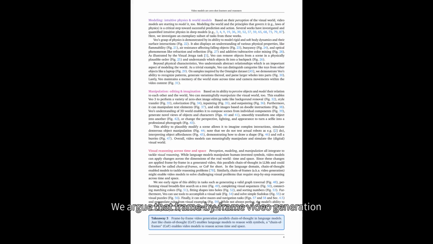We argue that frame-by-frame video generation parallels chain of thought in language models, which we call chain of frames, or COF. This enables VO to tackle complex visual problems requiring step-by-step reasoning, such as graph traversal, sorting numbers, and maze solving. Takeaway 3 summarizes this. Frame-by-frame video generation parallels chain of thought in language models, enabling reasoning across time and space.